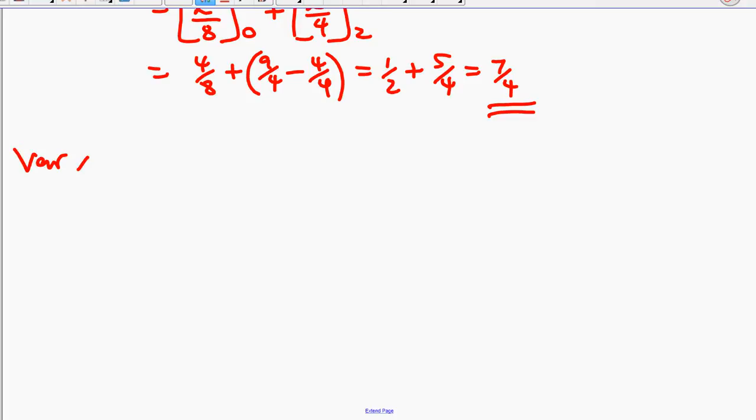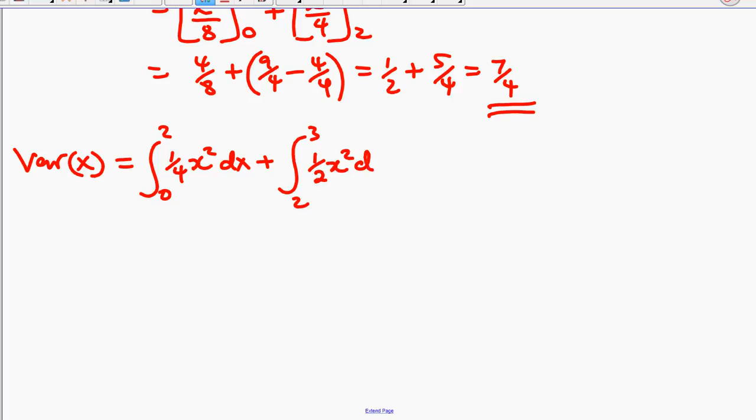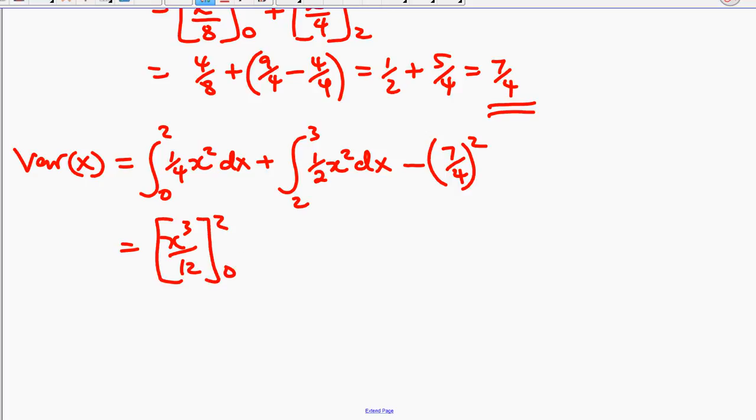Variance of x will be equal to the integral from 0 to 2 of a quarter x squared dx plus, remember I'm just using the formula for variance in the formula booklet, the integral from 2 to 3 of a half x squared dx, minus 7 over 4 squared, which will be equal to x cubed over 12 from 0 to 2 plus x to the power 3 over 6 from 2 to 3, minus 49 over 16.